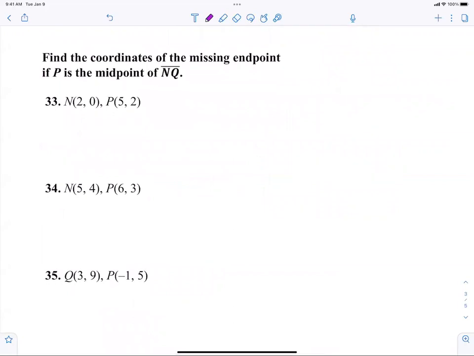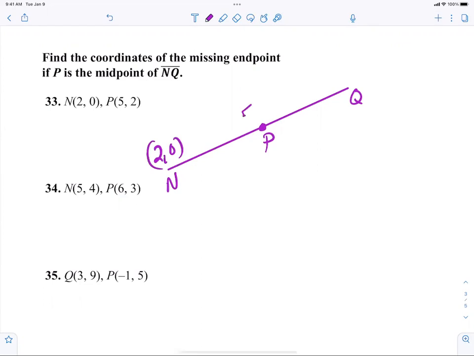All right, now here's the best explanation here. P is the midpoint, correct? So let's put P in the middle. I'm putting N here. And I'm looking for what? I'm looking for Q. Does everybody agree with that? And N is 2, 0. And P is 5, 2.